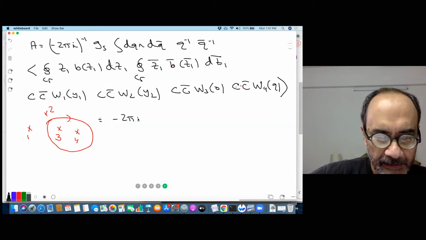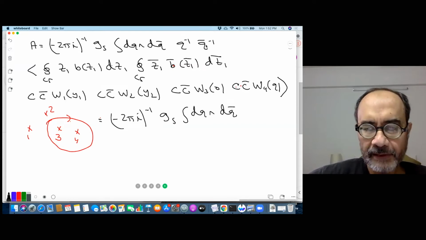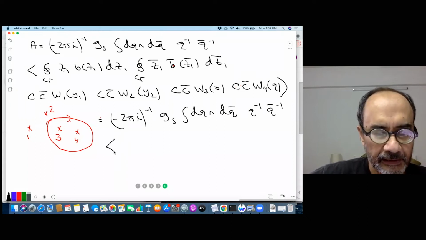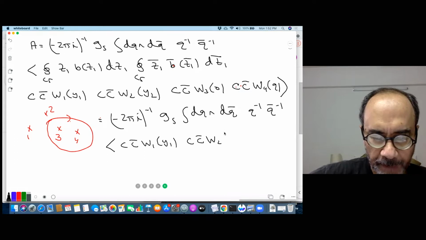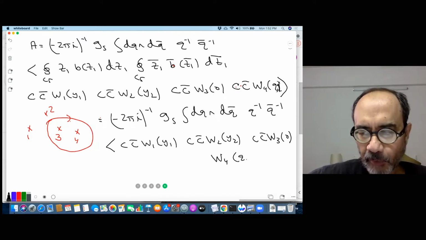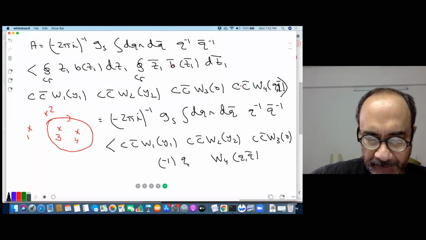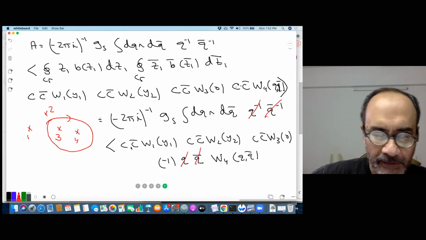that this is minus 2 pi i inverse GS integral dq wedge dq bar. This Q inverse and Q bar inverse gets cancelled. Maybe let me write it here once. Q bar inverse. And then these contour integrals are now gone: CC bar W1 of Y1, CC bar W2 of Y2, CC bar W3 of 0. And here you have W4 of Q, well, Q and Q bar, of course, because W4 is not holomorphic. In that process, I have picked up a minus sign and a factor of Q and Q bar. So this Q and Q bar cancels these factors.